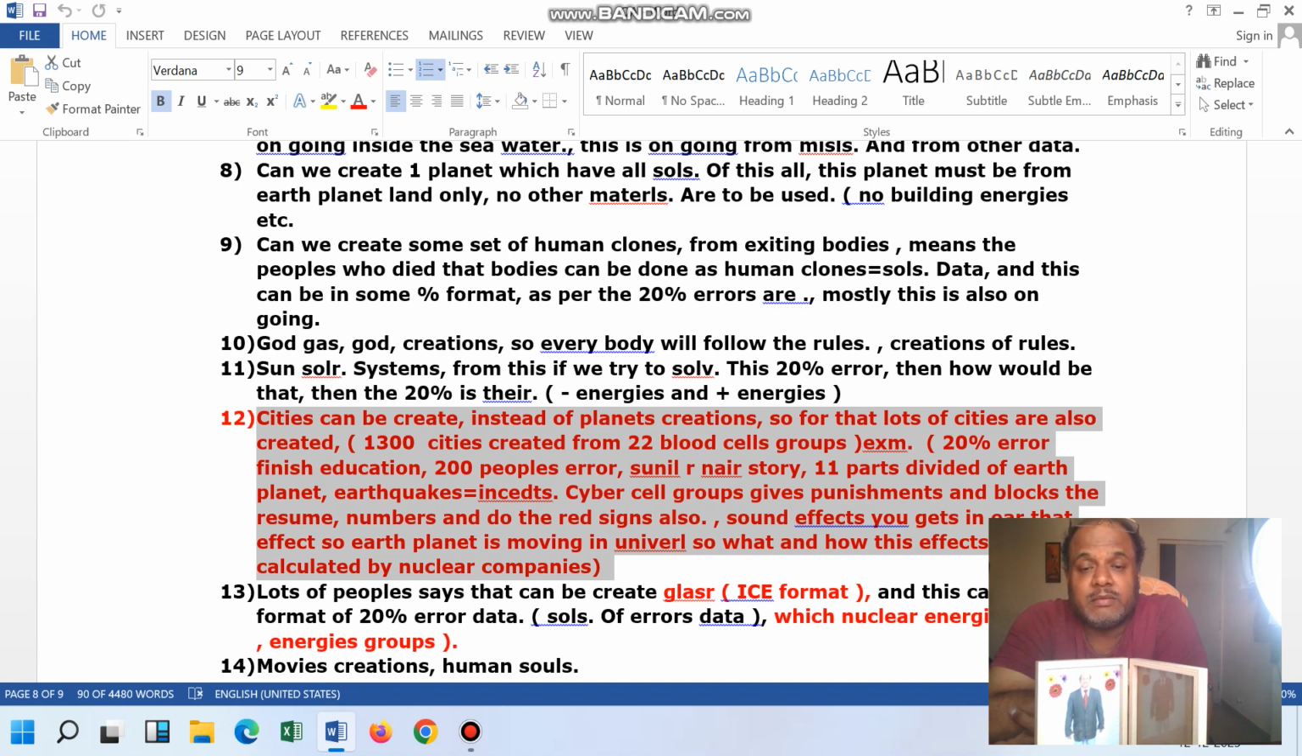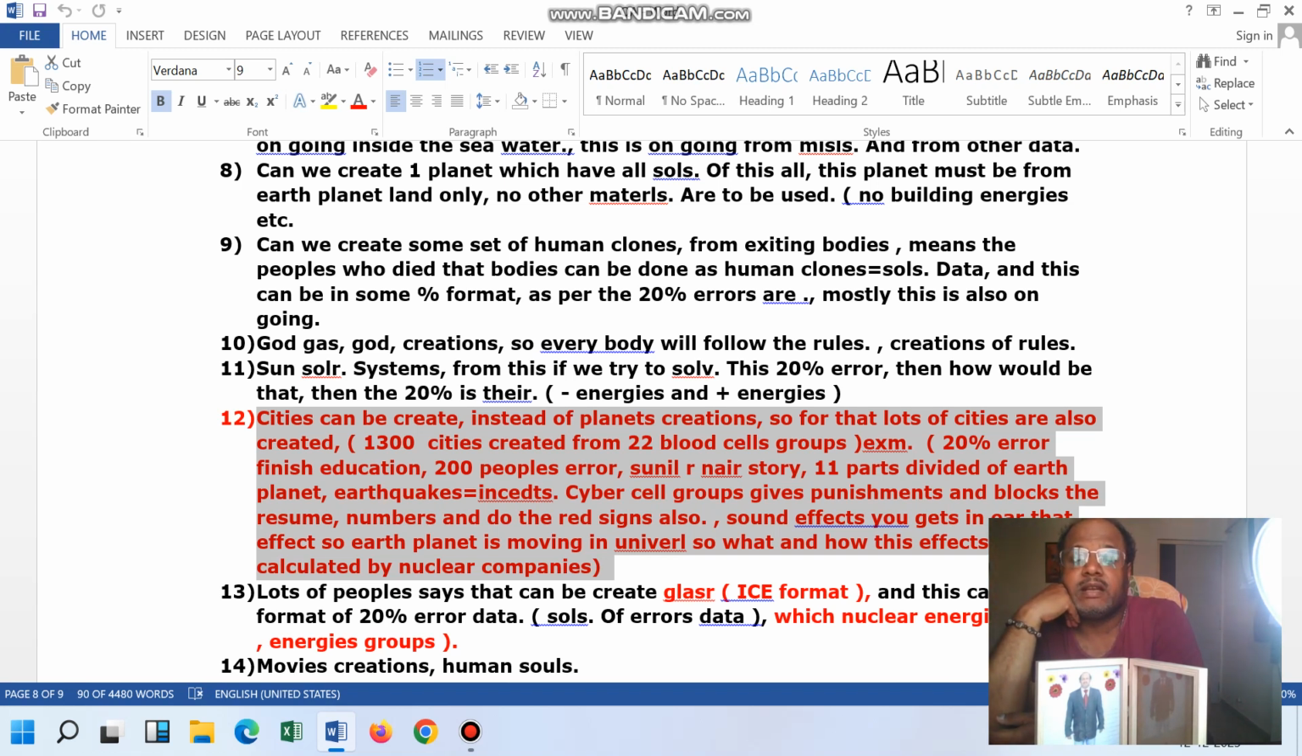Related to the cyber cell group, there are around 1 crore people in the cyber cell industry. They give punishment, but the punishment they give is positive for them, and for the people who get the punishment, it is negative.